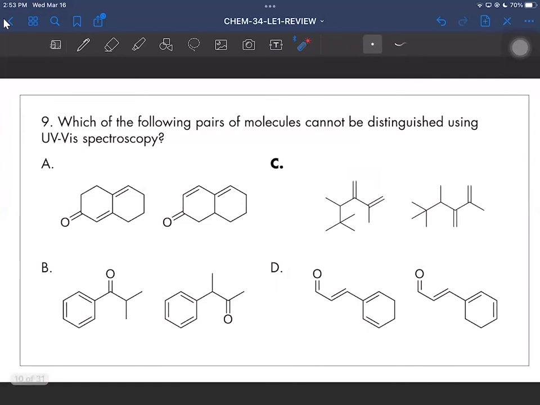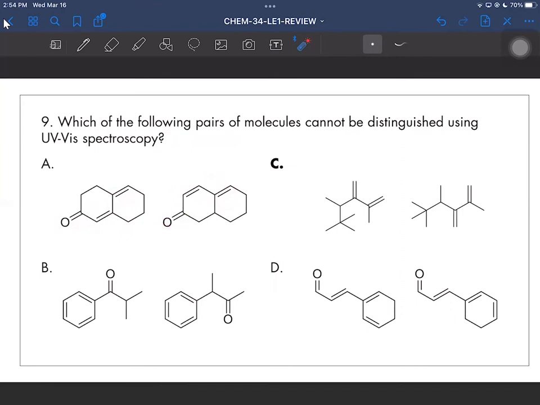Number 9, which of the following pairs of molecules cannot be distinguished using UV-vis? So we'll be using Woodward-Fieser rules to predict the lambda max ng mga, or to have an idea ng lambda max nila, and see if they can be distinguished using UV-vis. So let's look at letter A. So if we look at the conjugation system ng letter A, we have an extended conjugation. We have these 3 double bonds, including the carbonyl group. And we also have 3 double bonds here, including the carbonyl group.